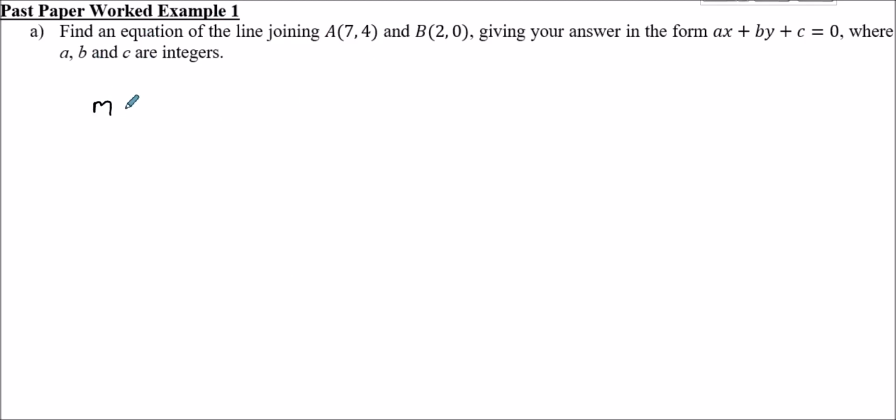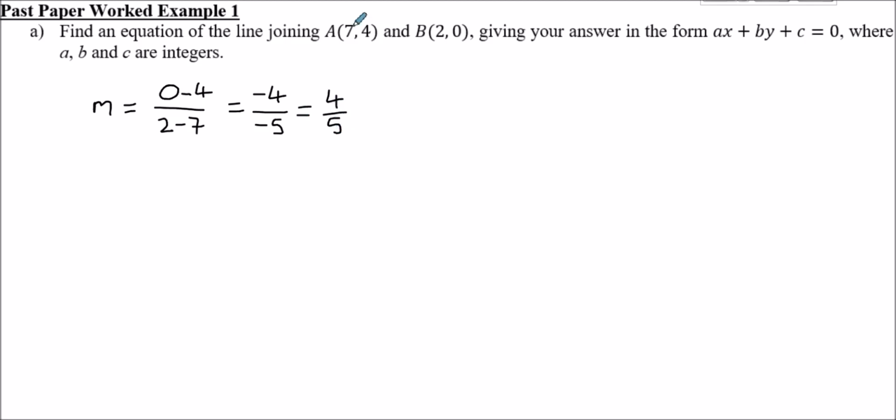the gradient. So the gradient between any 2 points is the change in y between these points. So let's do 0 minus 4. And divide that by the change in x between those 2 points. So that's going to be 2 minus 7. So the top's going to be minus 4, the bottom's going to be minus 5. Minus 4 divided by minus 5, we can just call that 4/5.